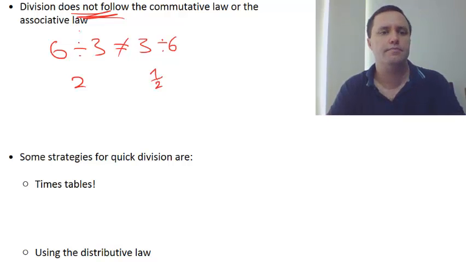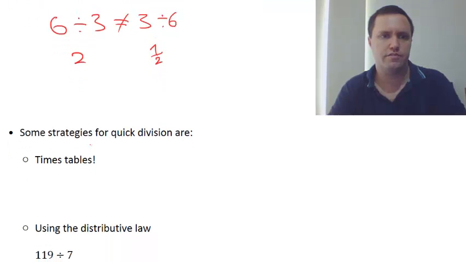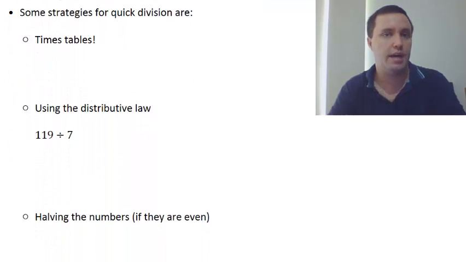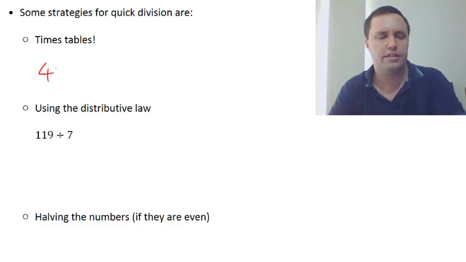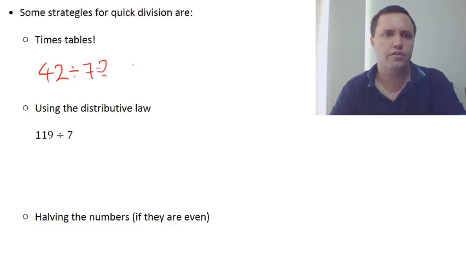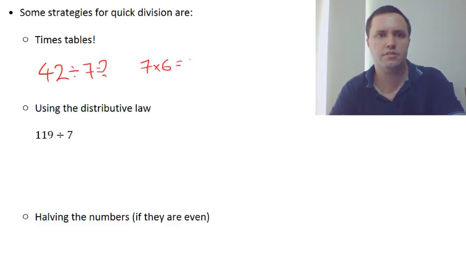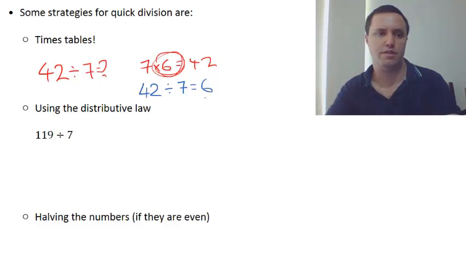Okay, some strategies for quick division are your times tables. Again, you're like, oh, times tables, but remember things like if you're like, 42 divided by 7 is what, you know? Well, if you know that 7 times 6 is 42, right, that means this is our missing link, so we can sort of chuck that in here. So if 7 times 6 is 42, that means that 42 divided by 7 has to be 6, okay? So that's how your times table is going to really help.